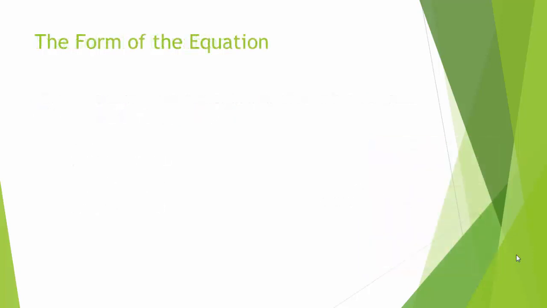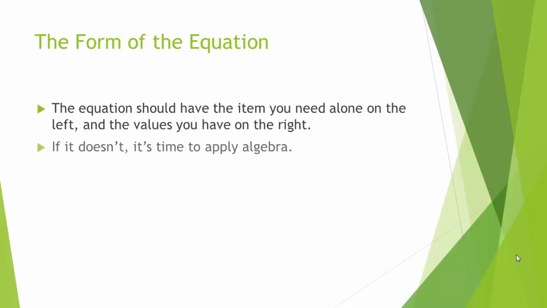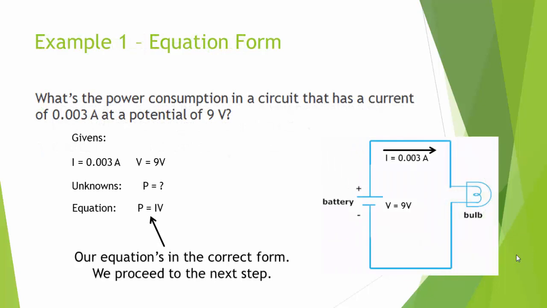And in that case it was alone and on the left-hand side. P equals IV. So whenever it isn't in the right form, we will apply algebra. So in this case, we're in the correct form. P is on its own. We can proceed to the substitution step.